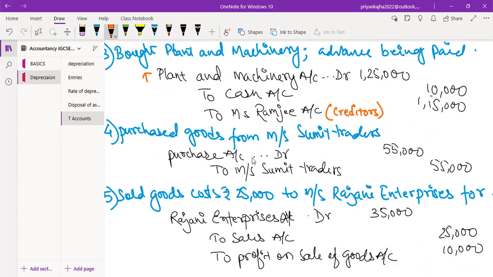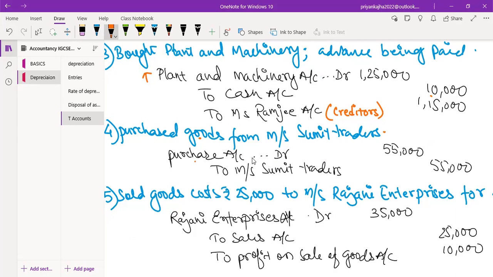Fourth transaction: purchase goods from M/s Sumit Traders. Goods have been purchased, and I already told you that whenever we purchase goods, we do not create a separate goods account, because this is the item in which the business is actually dealing. So we create purchase and sales accounts only when we are buying and selling goods, not machinery, furniture, land and building. This item has been purchased from Sumit Traders and the amount is still unpaid. How do we know? Because they have not mentioned that payment has been made in cash to Sumit Traders.